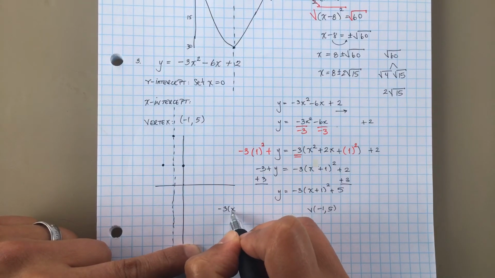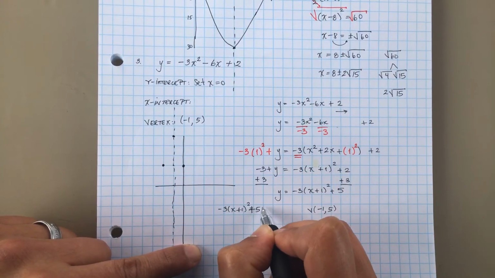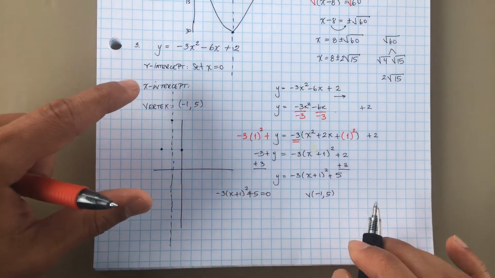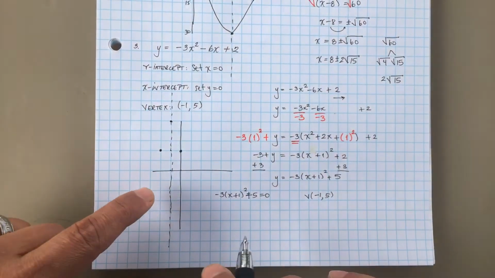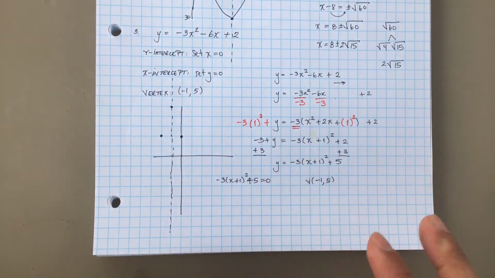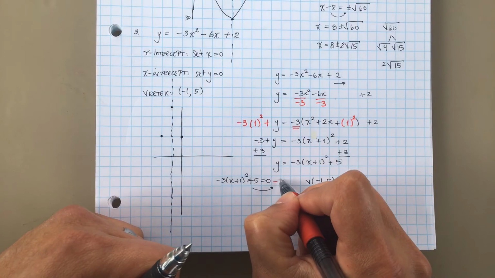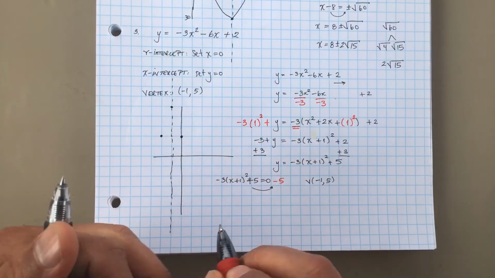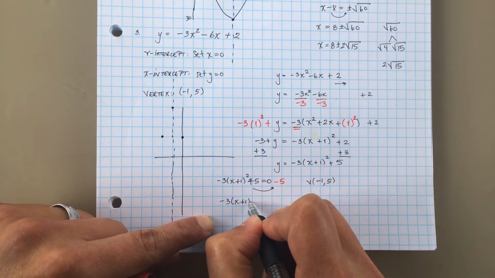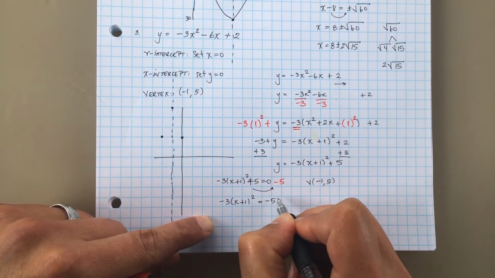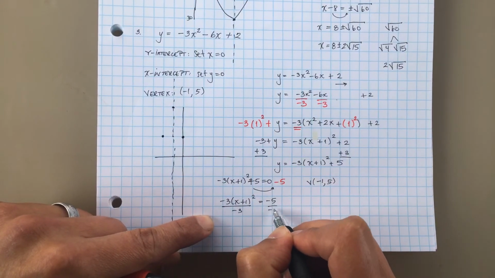So negative 3 times x plus 1 squared plus 5 equal to 0. Okay. So remember the x-intercept, you got to set the y equal to 0 because we want to know where it crosses the x-axis. Okay. Entonces el positivo 5 se convierte en negativo, it becomes a negative. And so we're left with negative 3 times x plus 1 squared is equal to negative 5. So now we divide by negative 3, dividimos por menos 3.